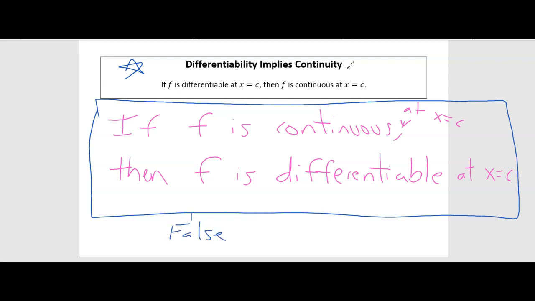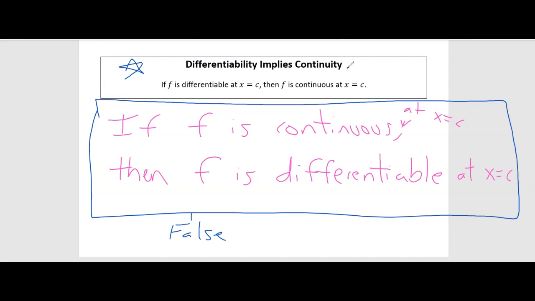We've shown in our two examples above, a function can be continuous, but that doesn't necessarily imply that it's differentiable. Okay, differentiability implies continuity, but continuity does not imply differentiability. So just be careful that we don't assume that the converse of that statement is true.